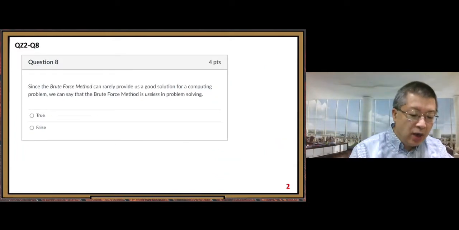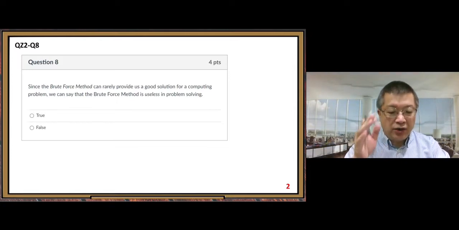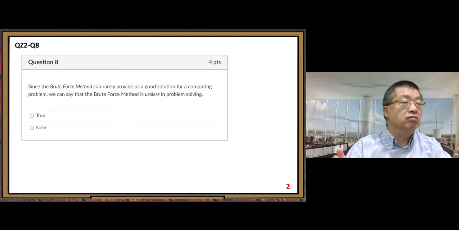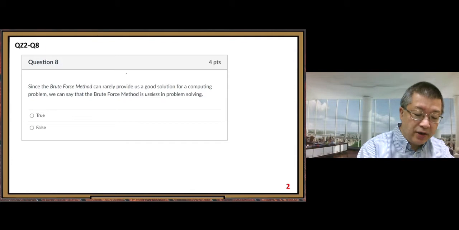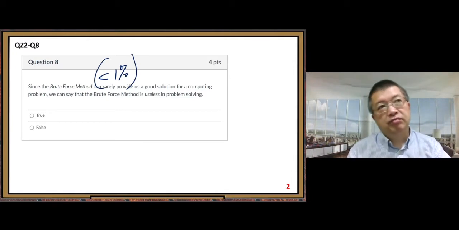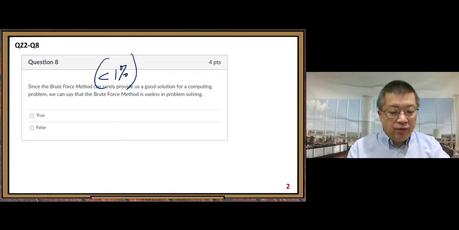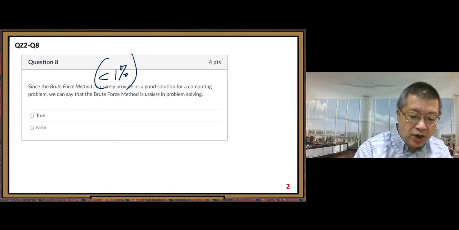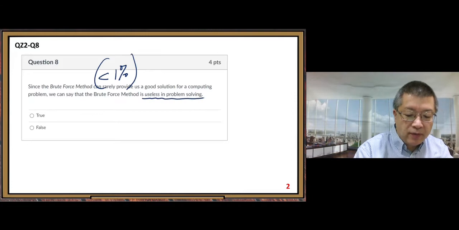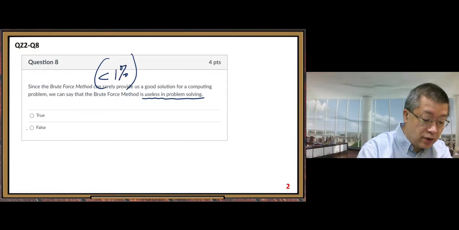Next question. Since the brute force method can rarely provide us a good solution for a computing problem. That's true, rarely. If I use percentage, less than 1% chance to get a good solution. Can we say that the brute force method is useless in problem solving? No. The answer is false.